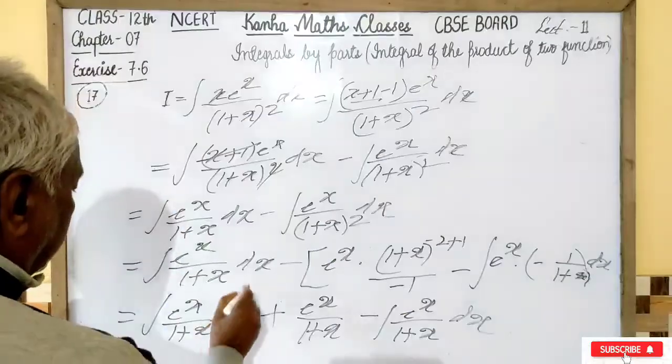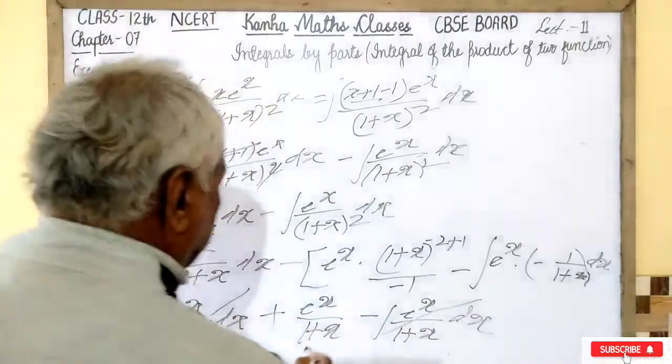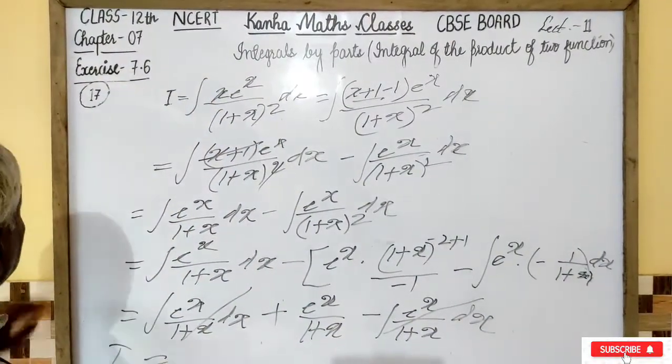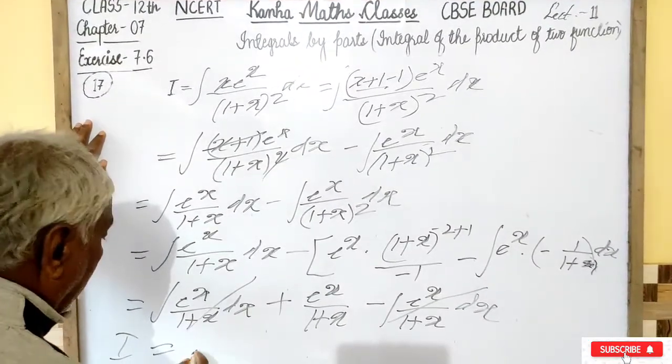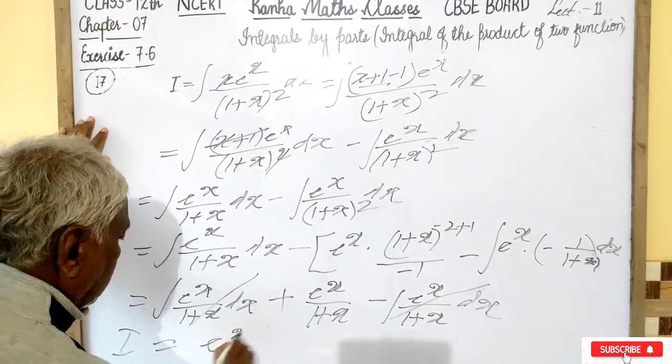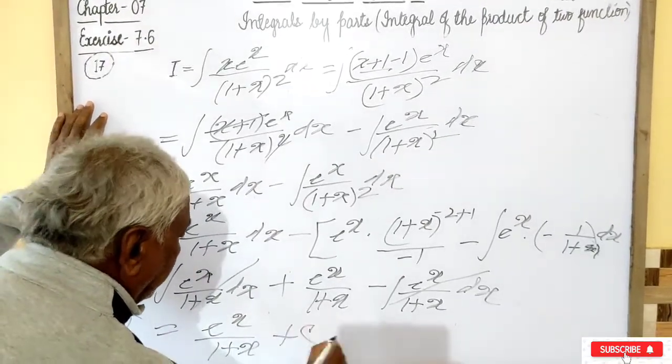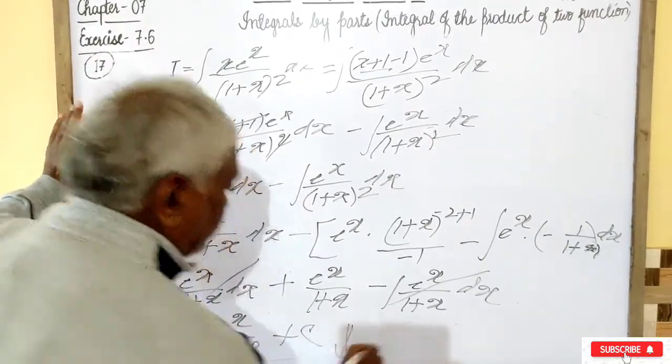Very clearly this is nullified by this, and the requisite answer, that is the integral of question number 17, will be equal to e^x upon 1 plus x plus c. This is the requisite answer.